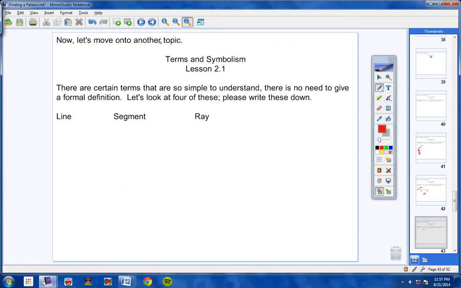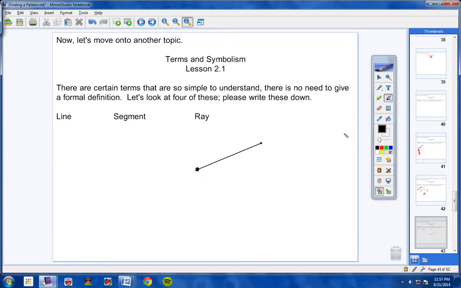All right, go ahead and write down ray, the word ray. Now, a ray will look like this. It'll have an endpoint on one end, and it will have an arrow on the other end, like this. And this is what a ray looks like. So one end of a ray continues indefinitely, and the other end of the ray has an endpoint.